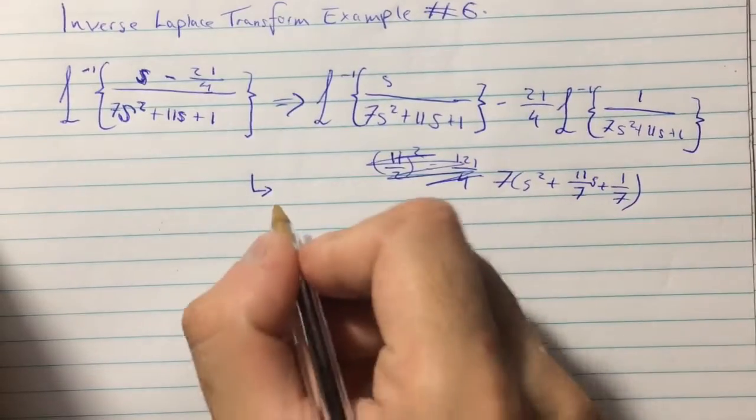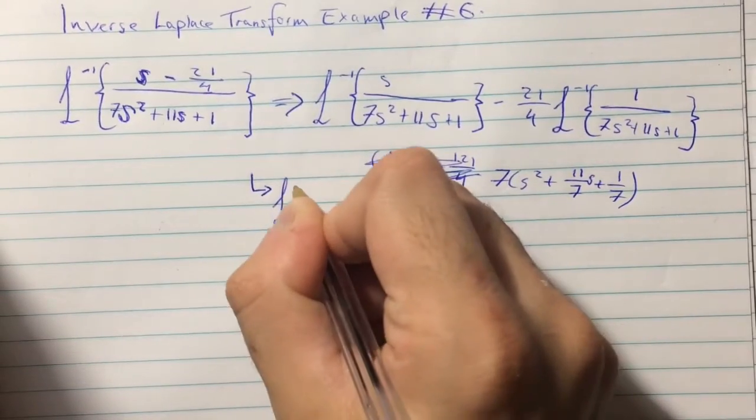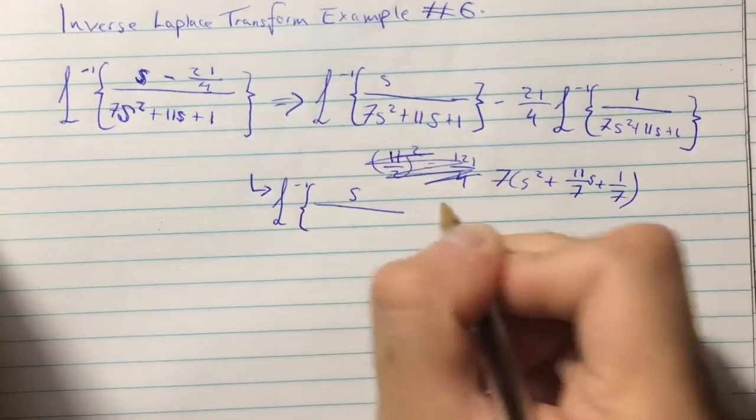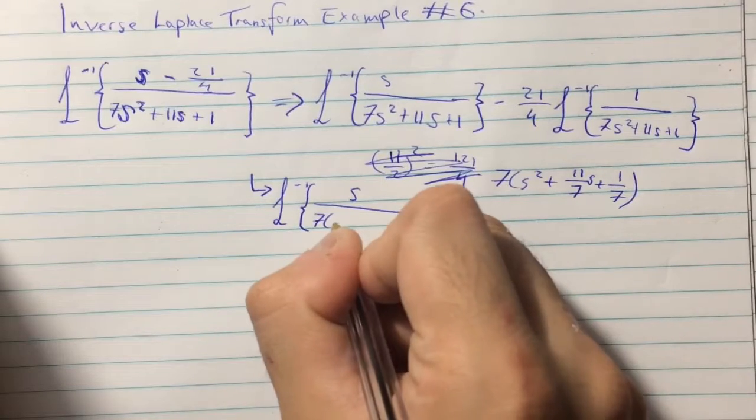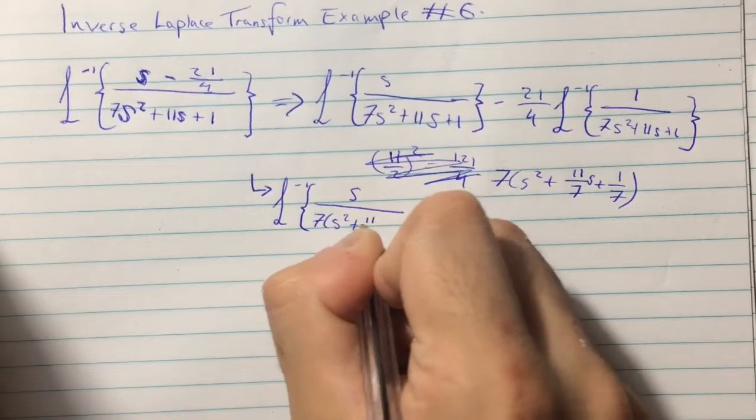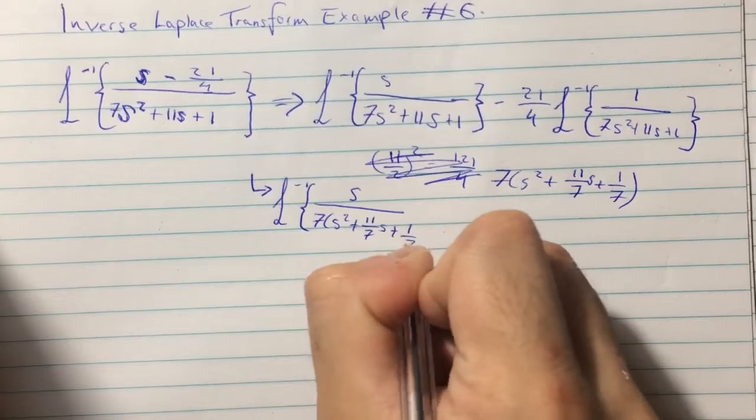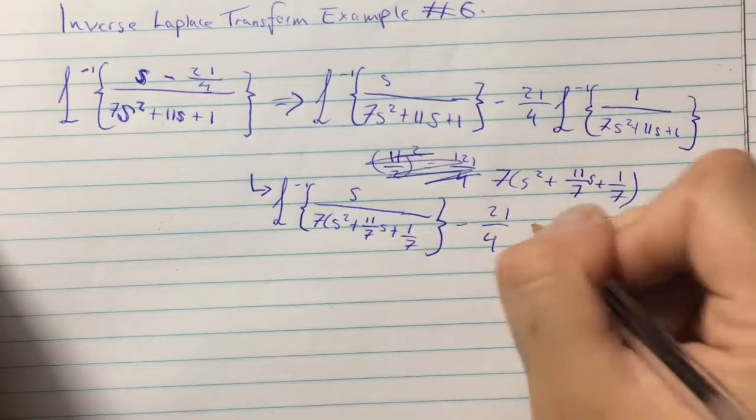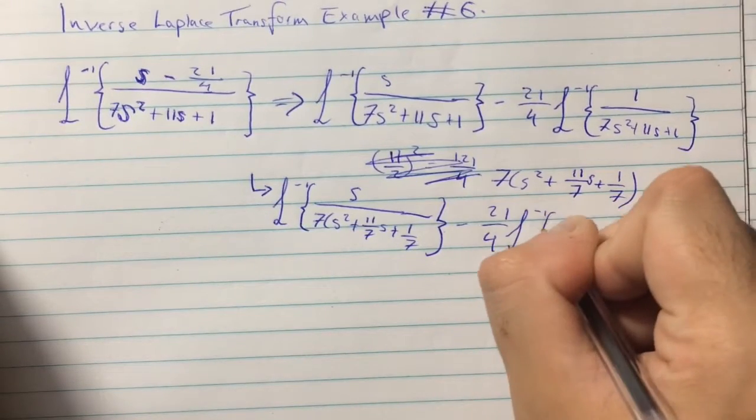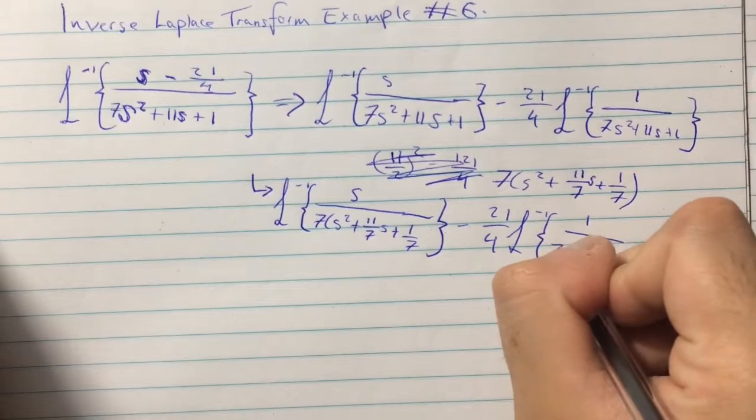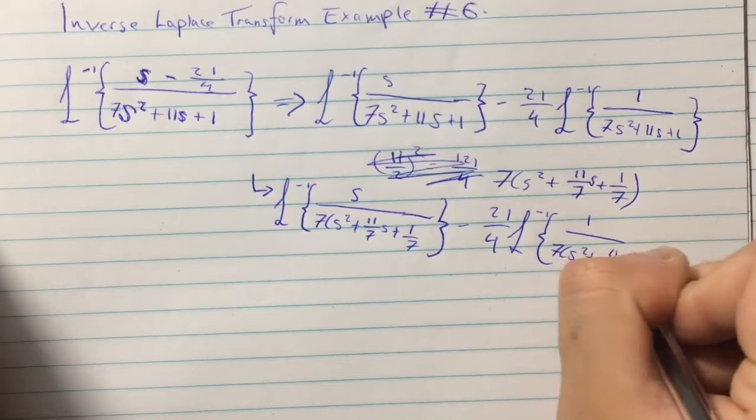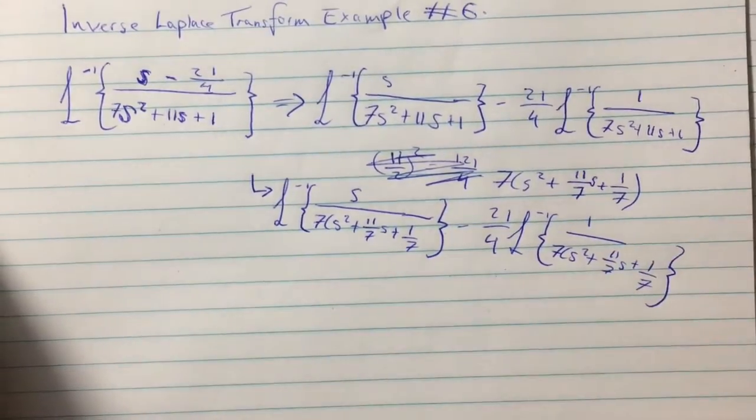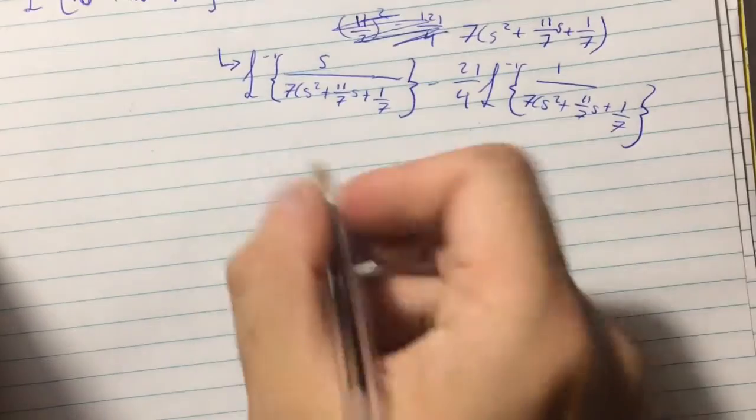And now I can rewrite that as the inverse Laplace transform of s over 7 times (s squared plus 11 over 7 s plus 1 over 7), minus 21 over 4 multiplied by the inverse Laplace transform, still of 1 over 7 times (s squared plus 11 over 7 s plus 1 over 7). I know it's getting wonky, but let's continue.